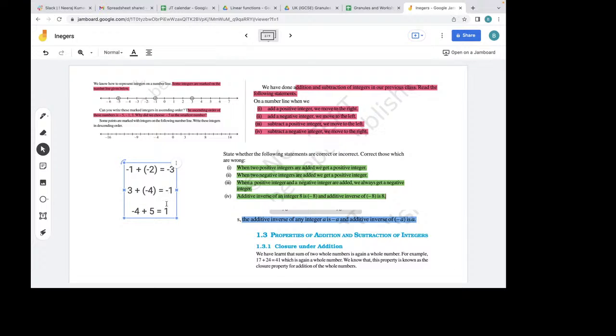So I got negative as well as positive. What does that mean? It means we can get either a positive integer or a negative integer. Both are possibilities. So that means this statement is not always true. It can be true sometimes but not always. We can get either a positive one or a negative one when we add two different kinds of integers.